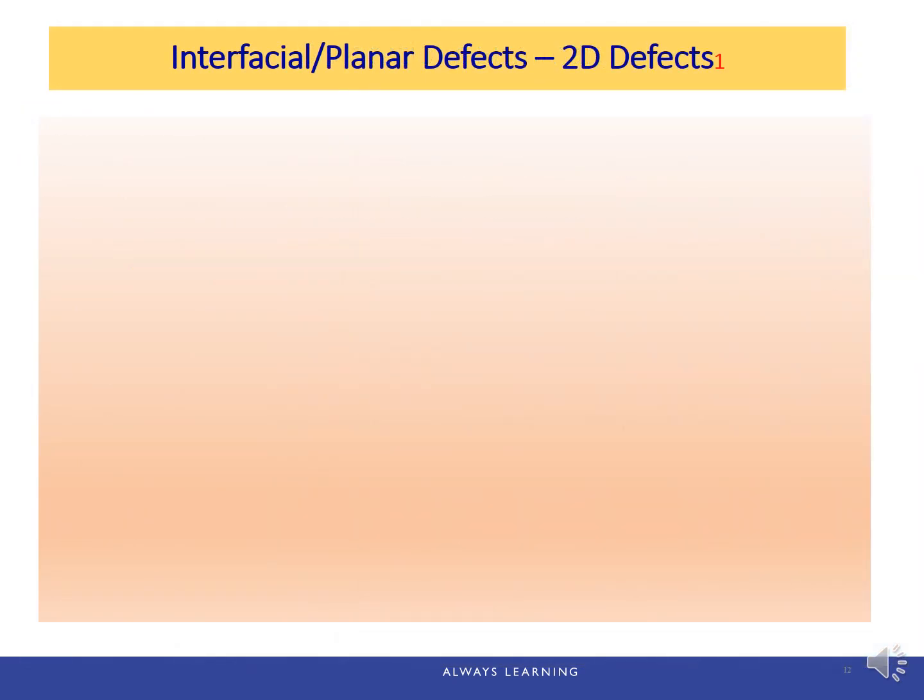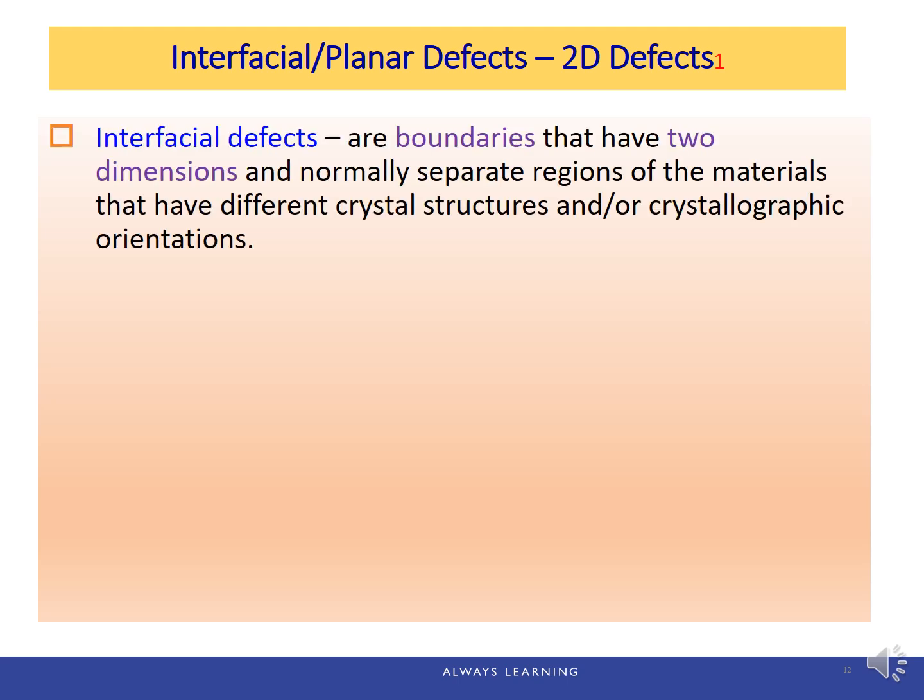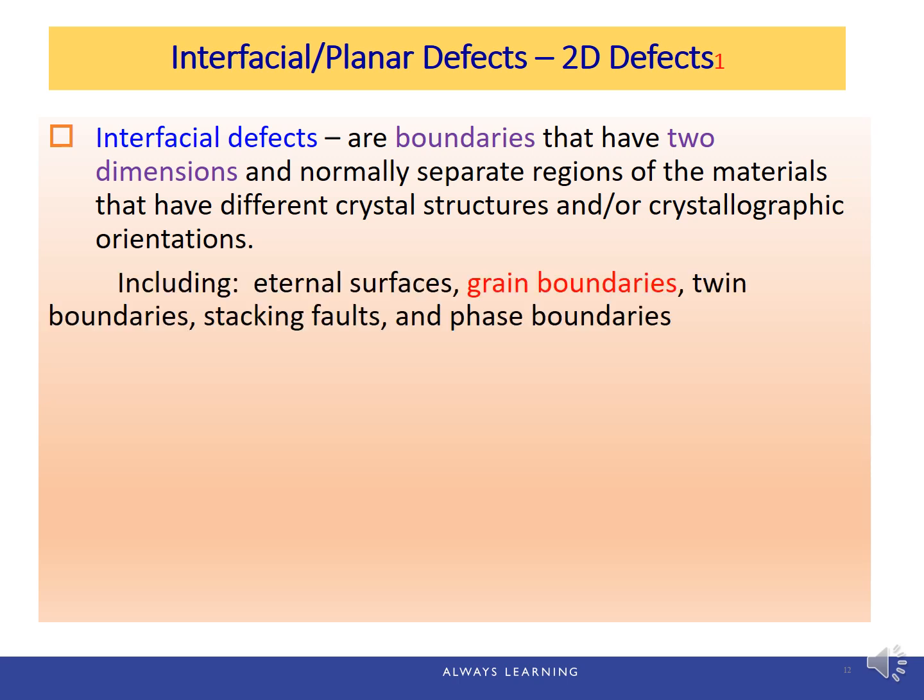In 2D, we have interfacial or planar defects. Interfacial or planar defects are boundaries that have two dimensions and normally separate regions of the materials that have different crystal structures or crystallographic orientations. Those planar defects include external surfaces, grain boundaries, twin boundaries, stacking faults, and phase boundaries. But in this chapter, we will focus on grain boundaries.